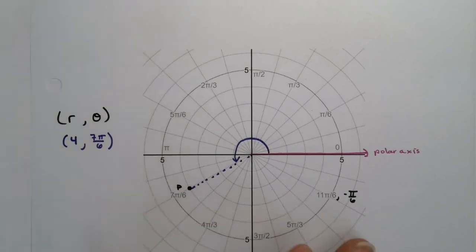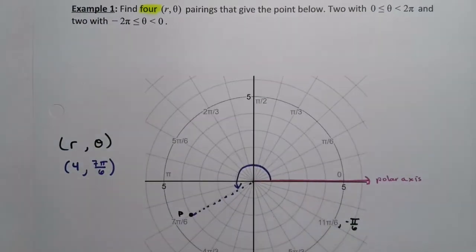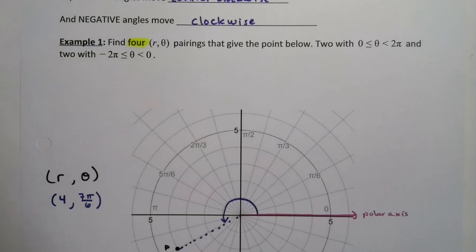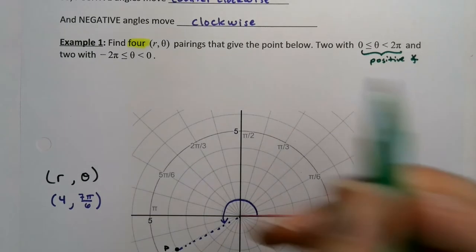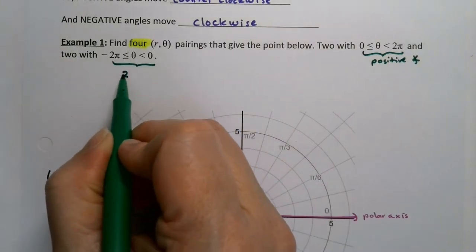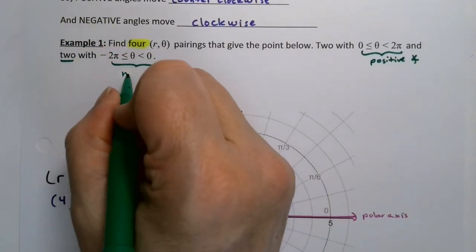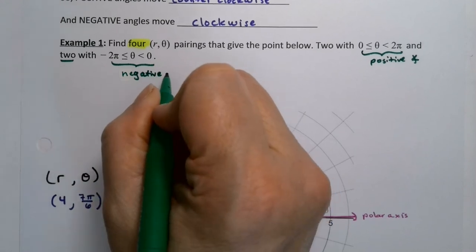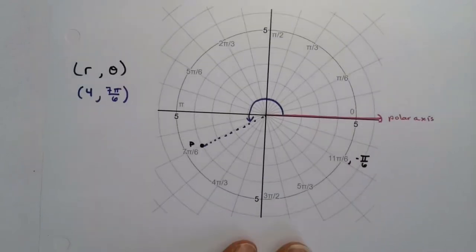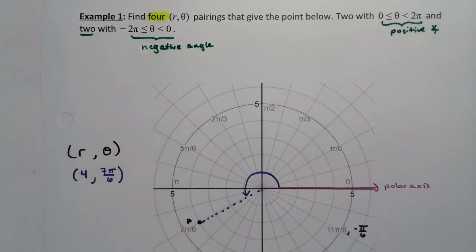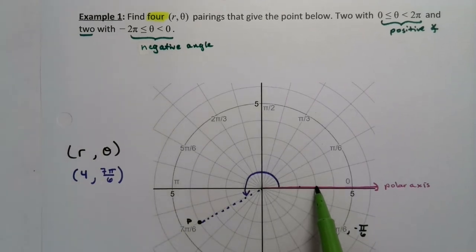All right, but it wants 4 pairings. It doesn't just want 1. It wants 4 of them. 2 of them with positive angles, you'll notice, and 2 of them with negative angles. All right, well, let's find another way to get here. So let's say we're going to go out to the 4th ring. So 1, 2, 3, 4.